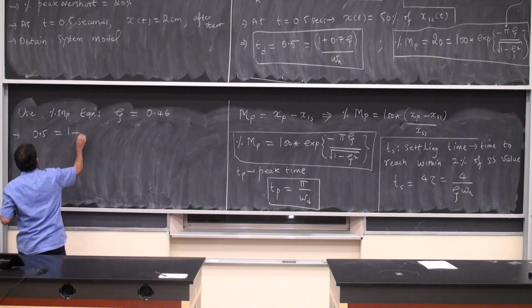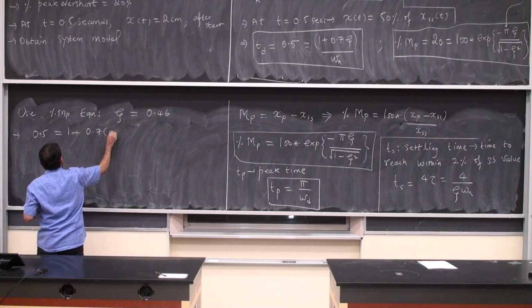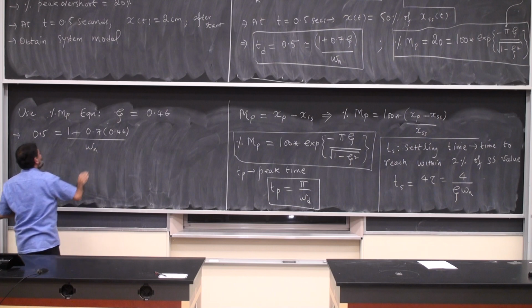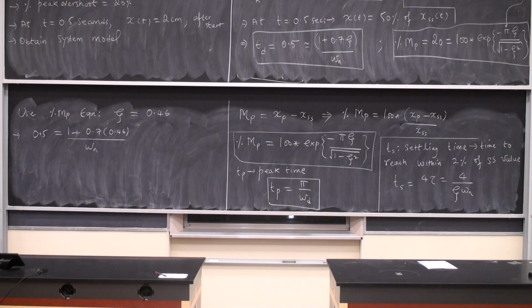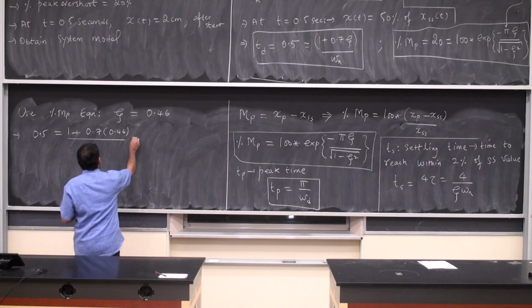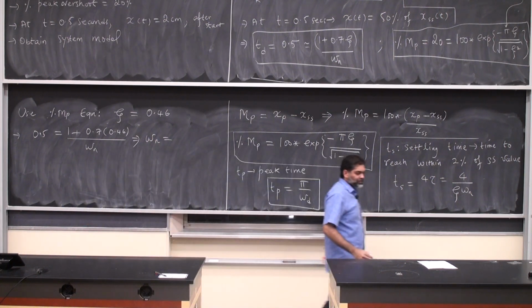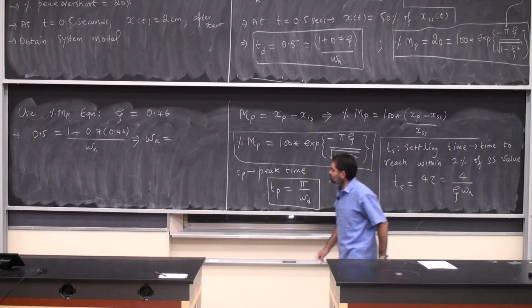1 plus 0.7 times zeta, divided by omega n. Basic substitutions. There is nothing funny or tricky here. Omega n is 2.6 something, 2.64 radians per second.